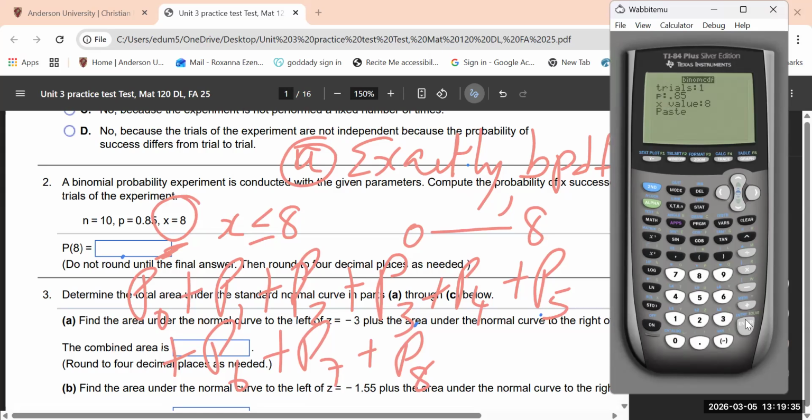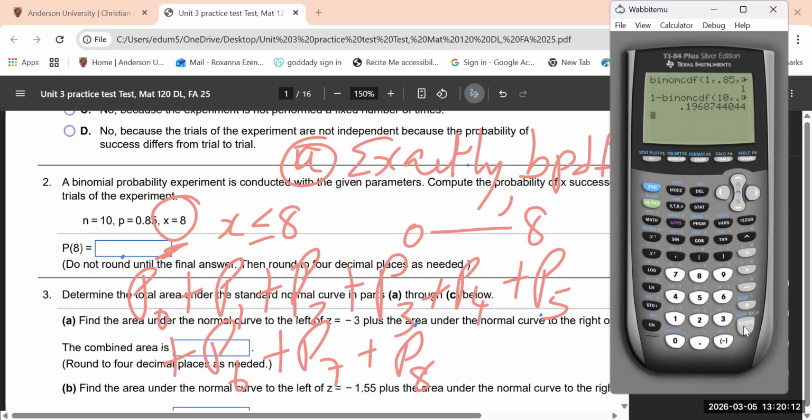And this is 10, so this is 10. Sample size is 10. Success is 0.85. The value is 9. And I'm going to paste. So I just told my calculator that the number of trials is 10, probability of success is 0.85, and the value of x is 9. So I'm going to calculate.